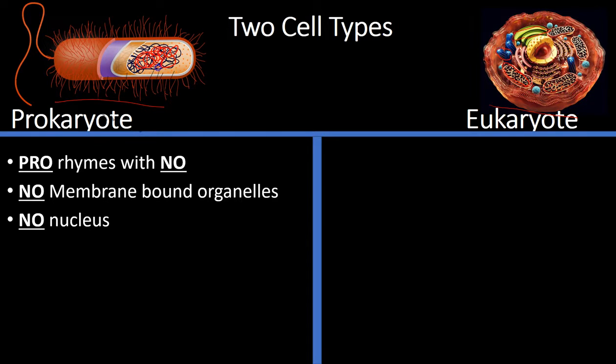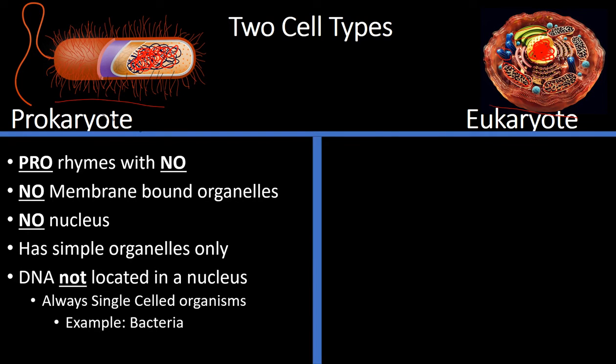If you look at this prokaryote, you'll see it looks like this strand right here. This strand is actually its DNA. Its DNA is just free floating inside of itself, whereas if we look at a eukaryote over here to the right, the eukaryote has its DNA stored inside of a nucleus. The prokaryote only has simple organelles, things like ribosomes and not much else, cytoplasm and a membrane. Again, the DNA is not located in a nucleus. For an example of a prokaryote, think single-celled organisms such as bacteria.